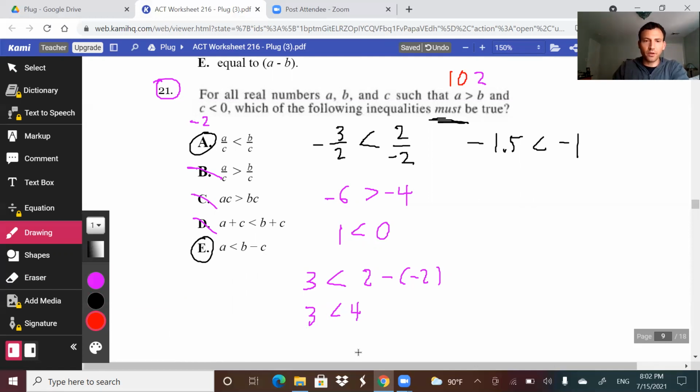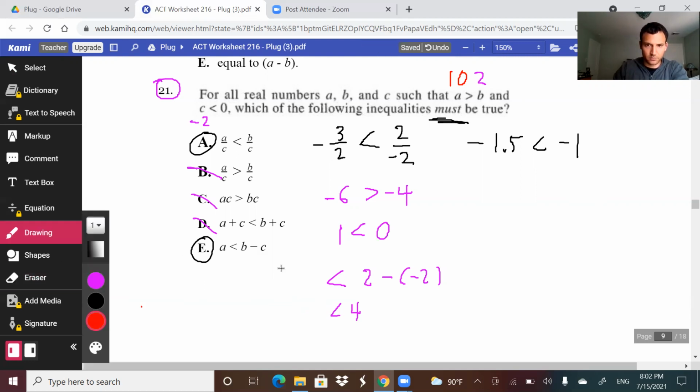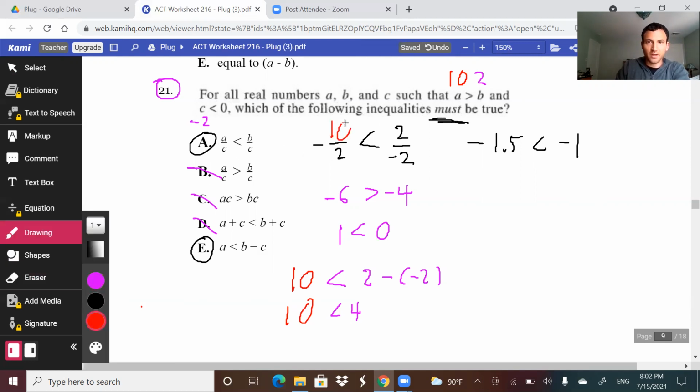Well, in that case, if we look at this problem again, 10 is not less than 4. But if we go back to this problem, making A 10, negative 5 is definitely less than negative 1. So A is our ultimate right answer.